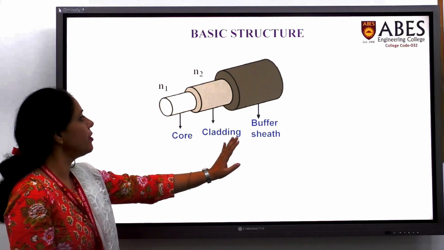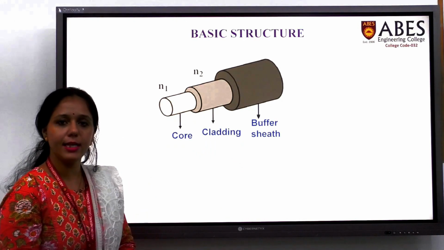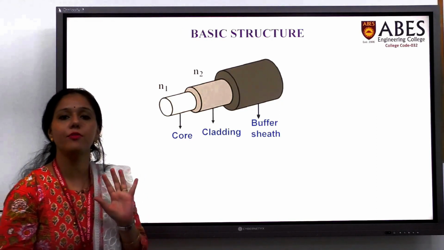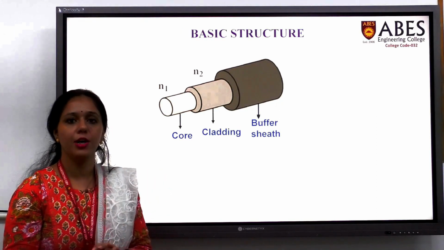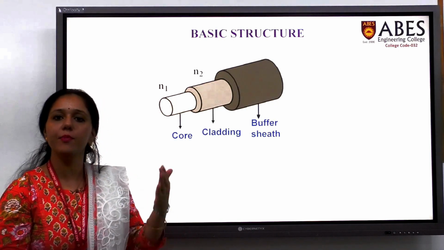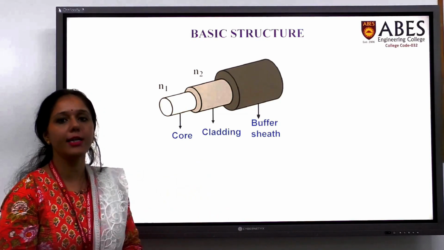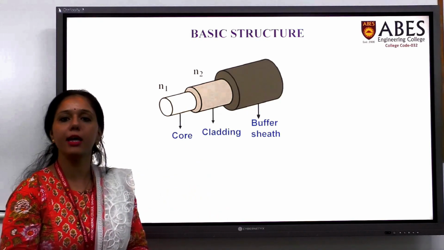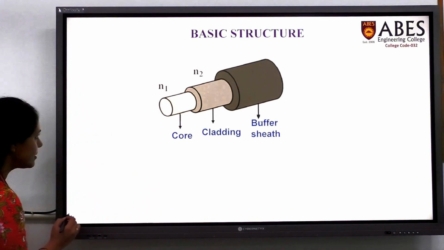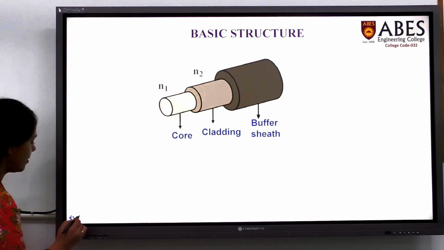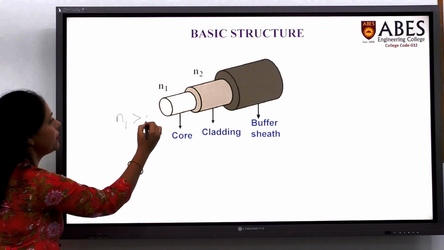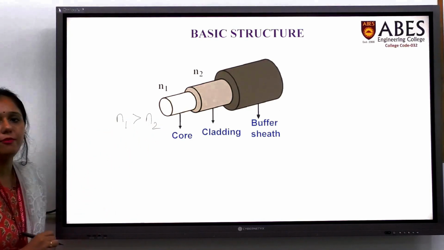Then the buffer shed is the outermost shed. There is no role of refractive index in this case. It protects the complete optical fiber from any kind of outer damage due to environmental conditions, absorption, scattering, and many other effects. So it basically protects the optical fiber from any kind of physical damage. So the very important point in this case is that N1 should be greater than N2. Then and only then will the optical fiber work.